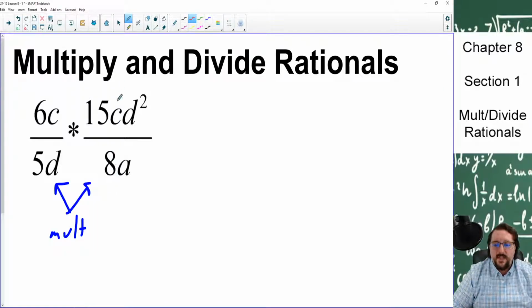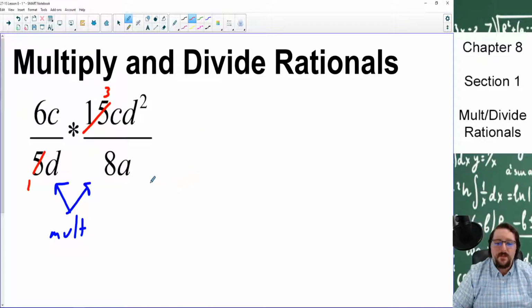Now we know we can always cancel up and down, but when you're multiplying fractions, you can also cancel diagonals. So for instance, here, I have a 15 and a 5. So if I look at that, I can cancel the 5 out of both.